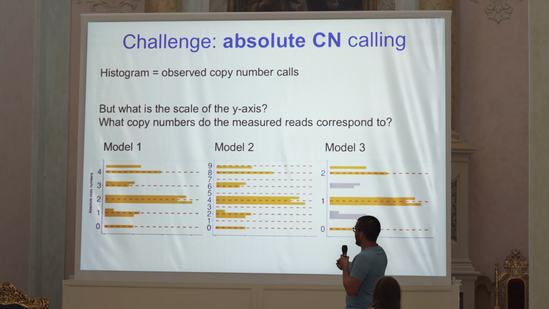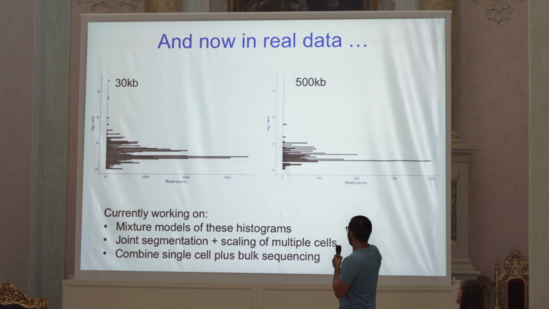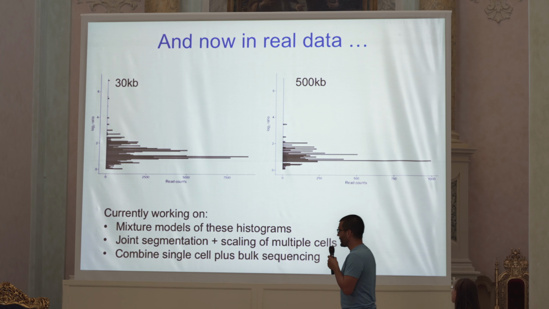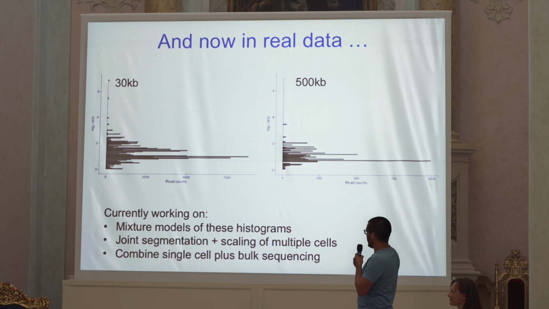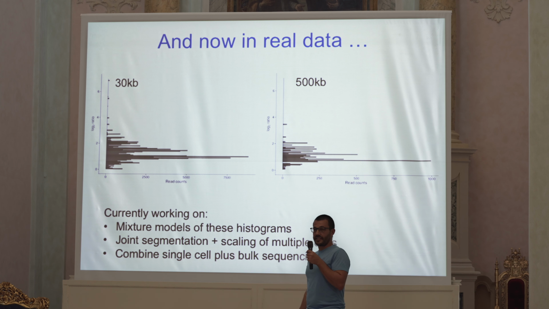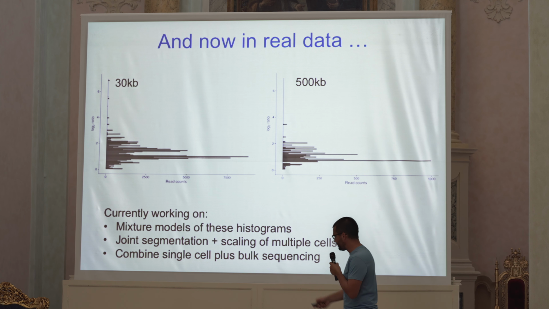In real data, I mean, we drew these by hand, right? So they never looked that nice. In real data, these histograms look like this, so the mixture modeling is a bit more challenging. So what we currently work on is mixture models of these histograms. We want to do joint segmentation and scaling instead of doing it one step after the other. And we would like to combine single cell plus bulk sequencing, because maybe the single cells can just guide but we have more read depth in the bulk, or if we have the data, we want to combine it anyhow.